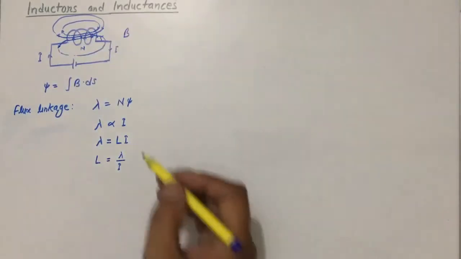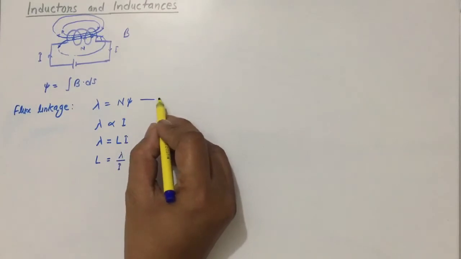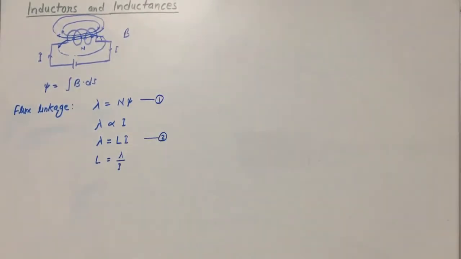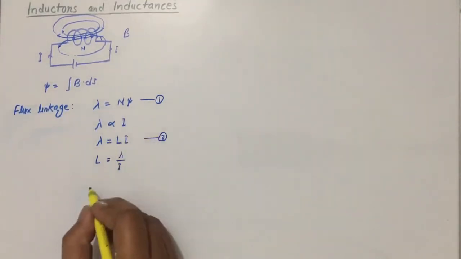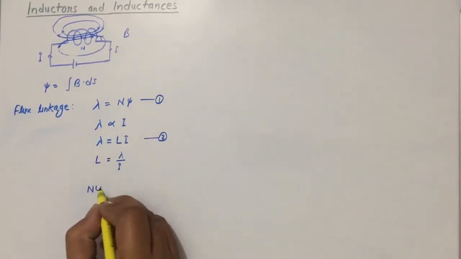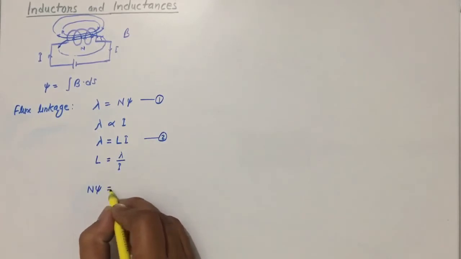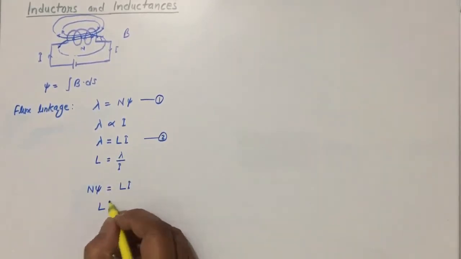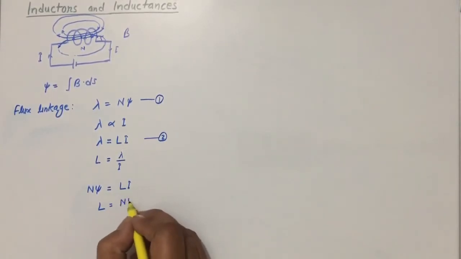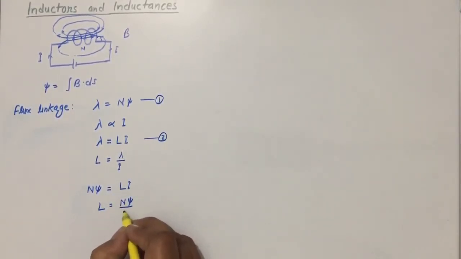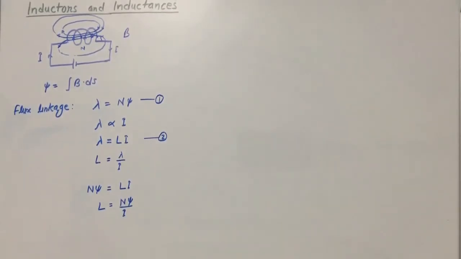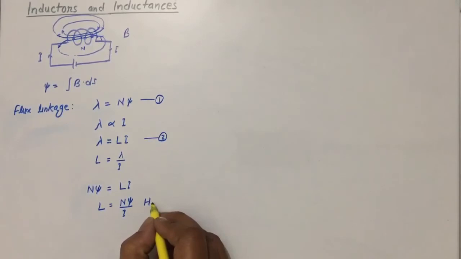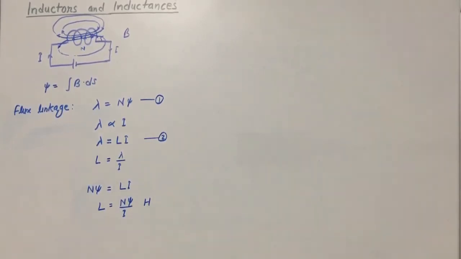And here we can indicate it by equation 1 and equation 2. We can equate these two and write N times psi is equal to Li. From here we can write inductance is N psi divided by I. This is in Henry, indicated by H.